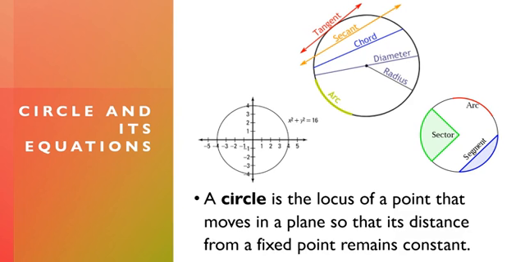So this one, just like a pizza slice, is what you call the sector. And then if you connect this point here up to this point, and you cut the triangle, whatever's left here is what you call the segment. As defined, a circle is a locus of a point, or basically a set of points that moves in a plane so that its distance from a fixed point remains constant. And that distance is what we call the radius of the circle.